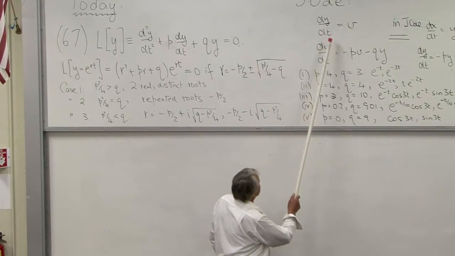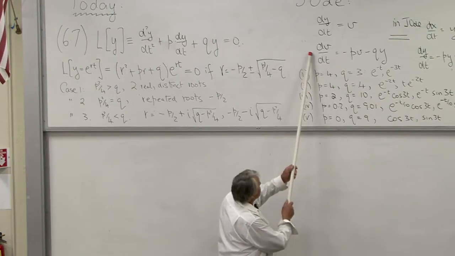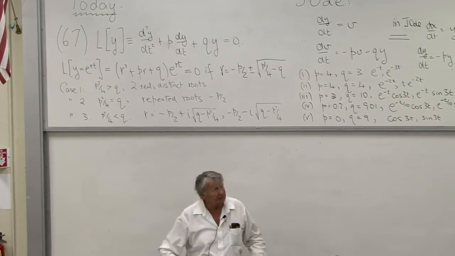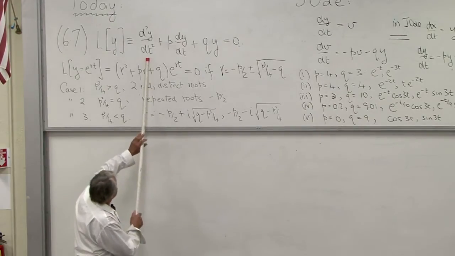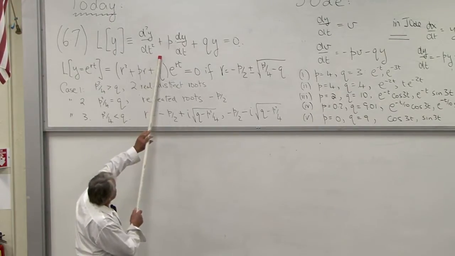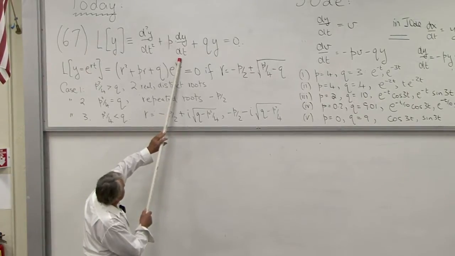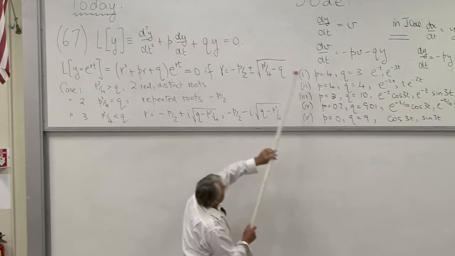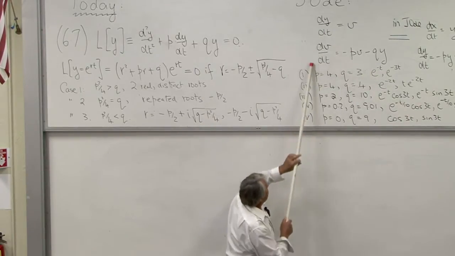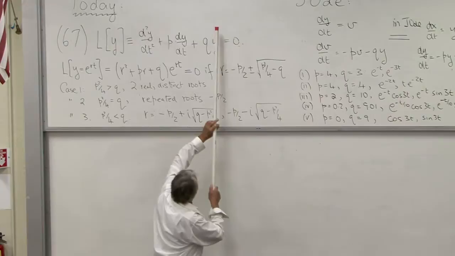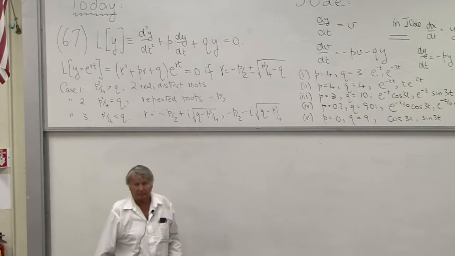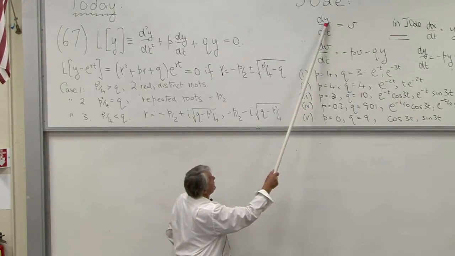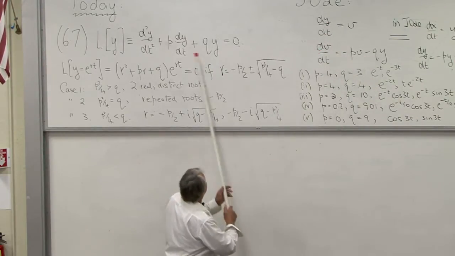So dy by dt is v. Then dv by dt. Now what is dv by dt? Well, it's d2y by dt squared. But from the equation, d2y by dt squared is minus p dy by dt, so that's minus pv minus qy. So you see, this pair of equations is exactly equivalent to this. If I want to go back from here to here, I just substitute v equals dy by dt, put it in here, and I get back that.